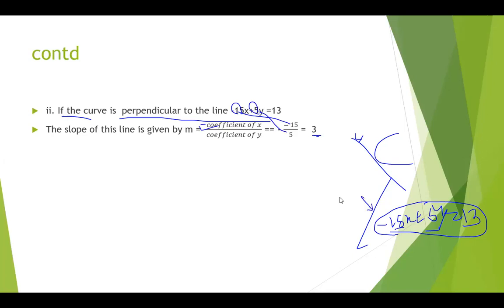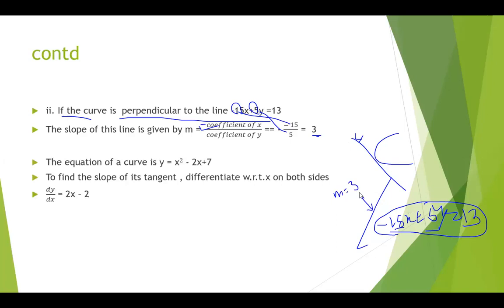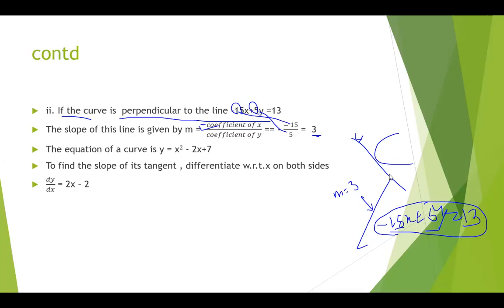The slope of the line which is perpendicular to our tangent is 3. If this is 3, how do you find out the slope of this line roughly? You will differentiate the curve, you will find dy by dx. It is 2x minus 2.